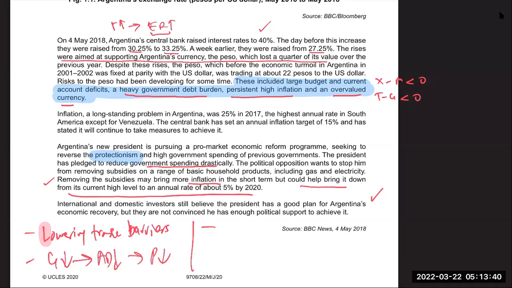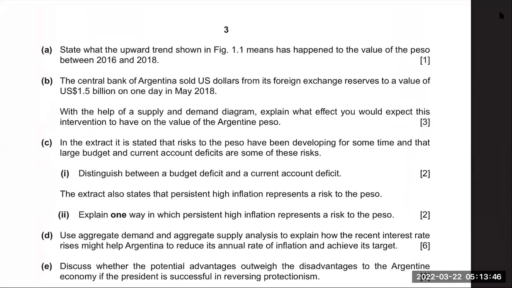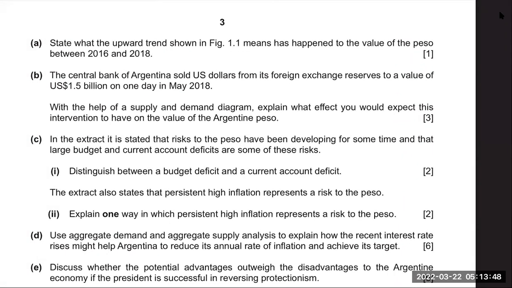So yes, this is a compulsory question. That's one thing which you have to do. You have no choice whatsoever. State what the upward trend shown in figure 1.1 means has happened to the value of the peso. Guys, what has happened to the value of the peso? Anyone?